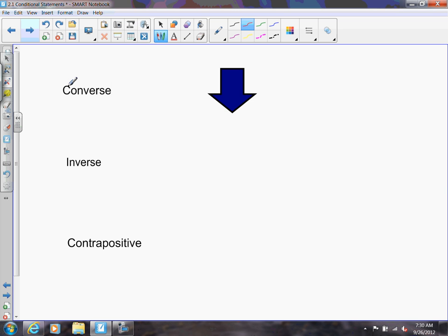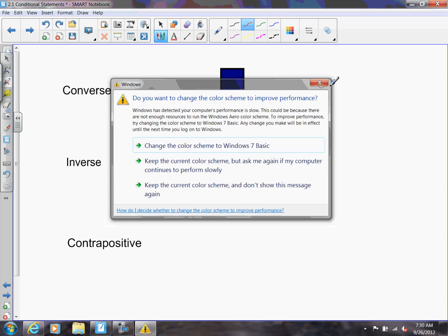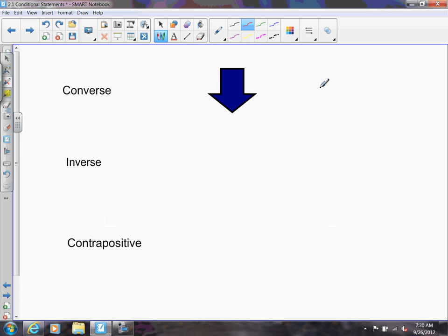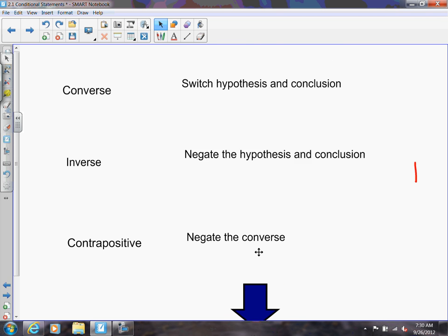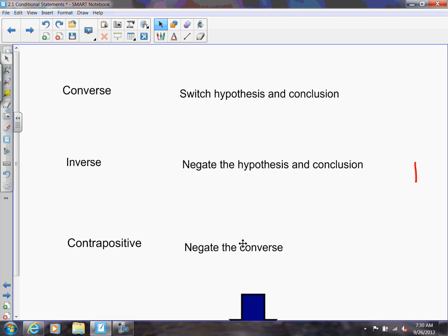Some more vocabulary words. You want to make sure you get these into your notes, because we will be using them quite a bit. You'll be using these quite a bit. Okay, the converse is where you switch your hypothesis and conclusion around. So instead of "if" your hypothesis, you're going to say "if" your conclusion, what you conclude.